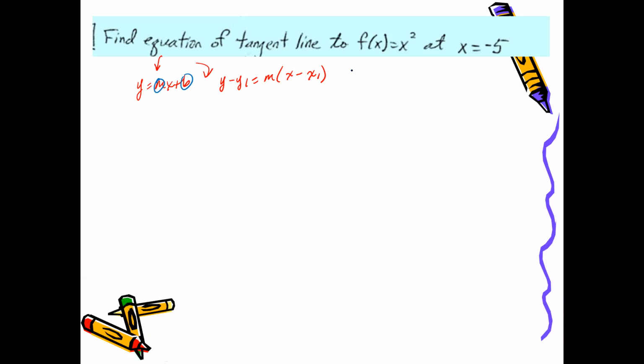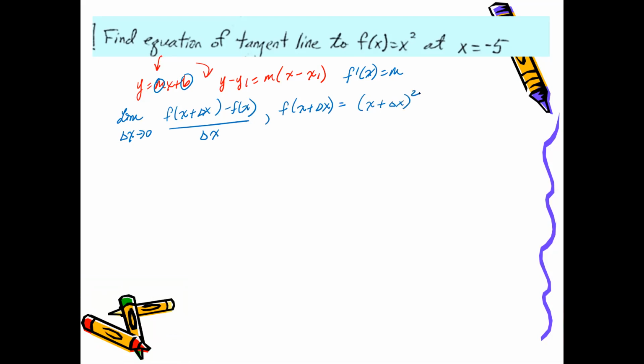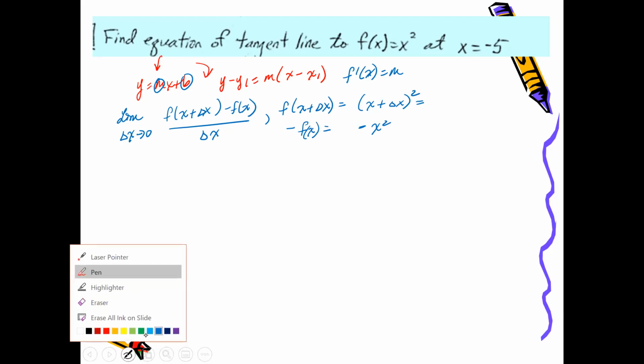The first thing I want to do is find the slope, which I'm able to do if I use the limit definition. The limit definition is, as delta x approaches 0, f of x plus delta x minus f of x over delta x. If f of x equals x squared, then f of x plus delta x equals x plus delta x, squared. Then I have negative f of x, which is just negative x squared. You would have to FOIL the first part.